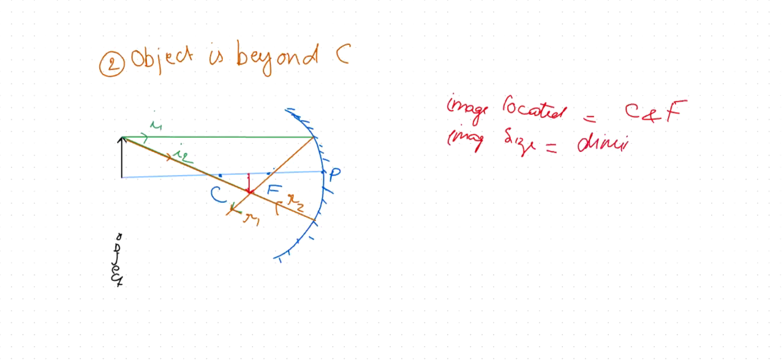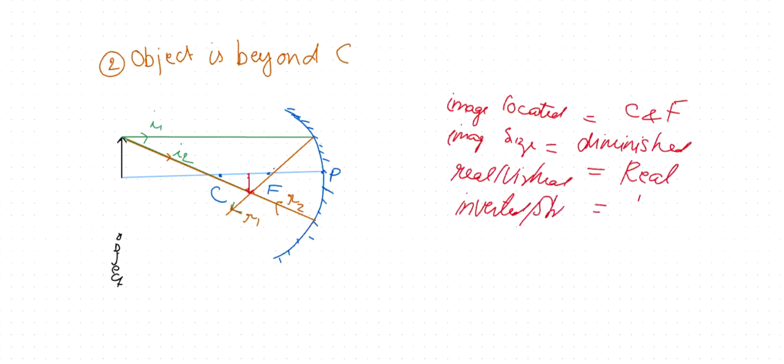Now, is it real or virtual? It is real, because the intersection of the reflected rays actually happens. And is it inverted or straight? It is inverted. You see the arrow facing down, right? The object is above the principal axis. The arrow is facing above the principal axis, but the image formed is below the principal axis, facing down. So these are the 4 things for the object which is beyond C.